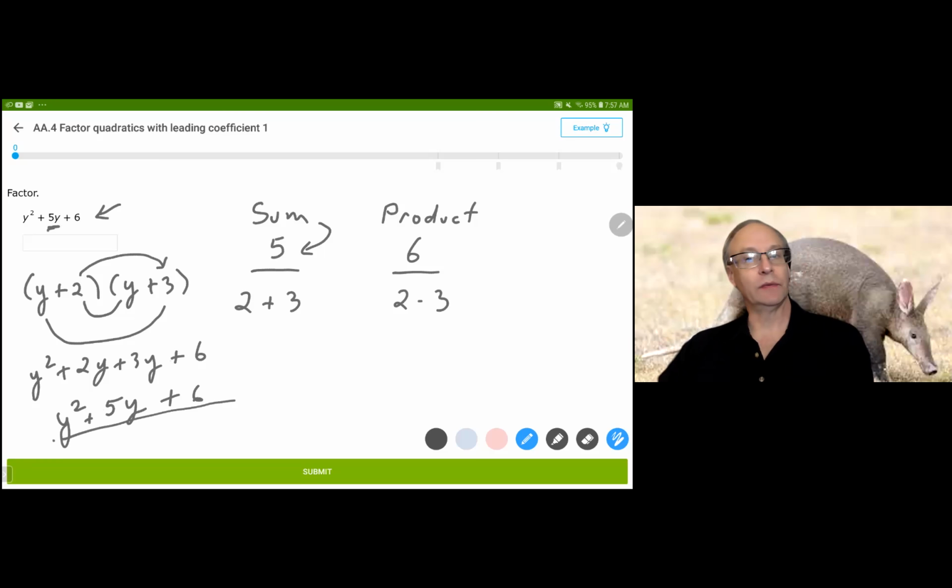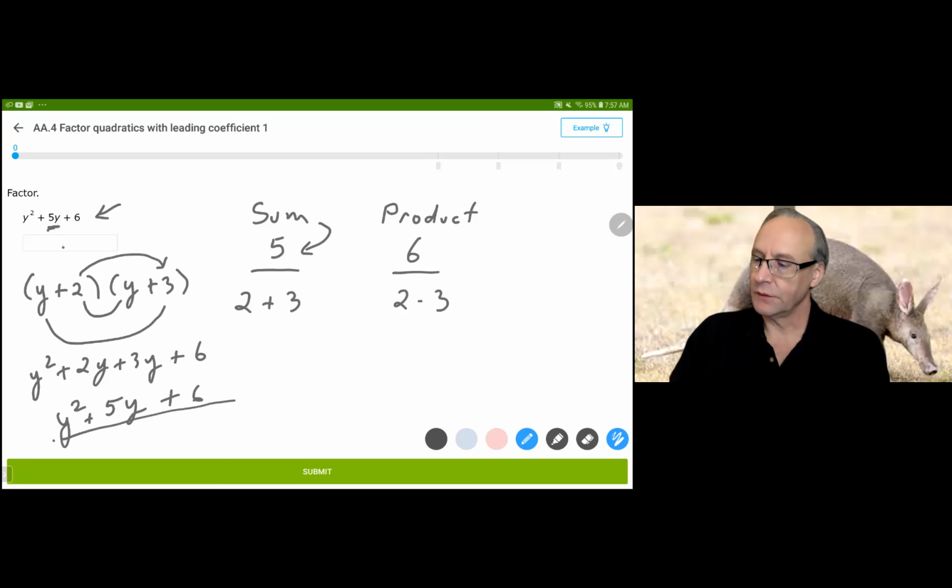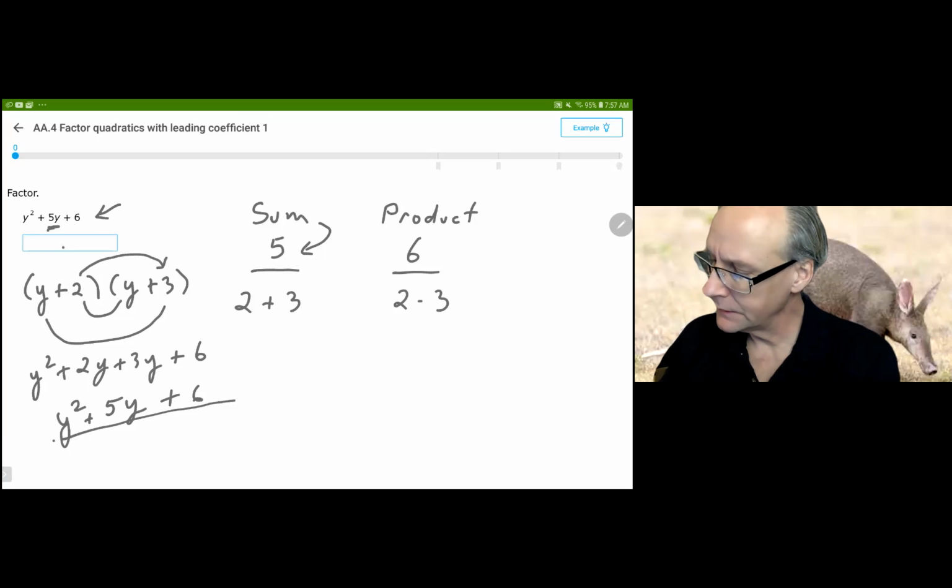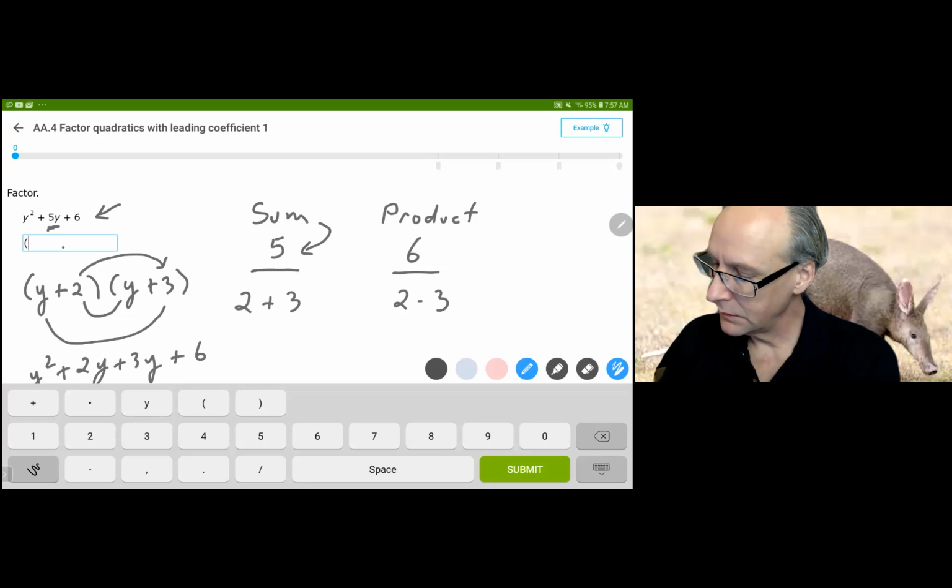So that's what we're really doing. We're looking at a sum and a product, and we're taking them apart. So this is going to be y plus 2 and y plus 3.